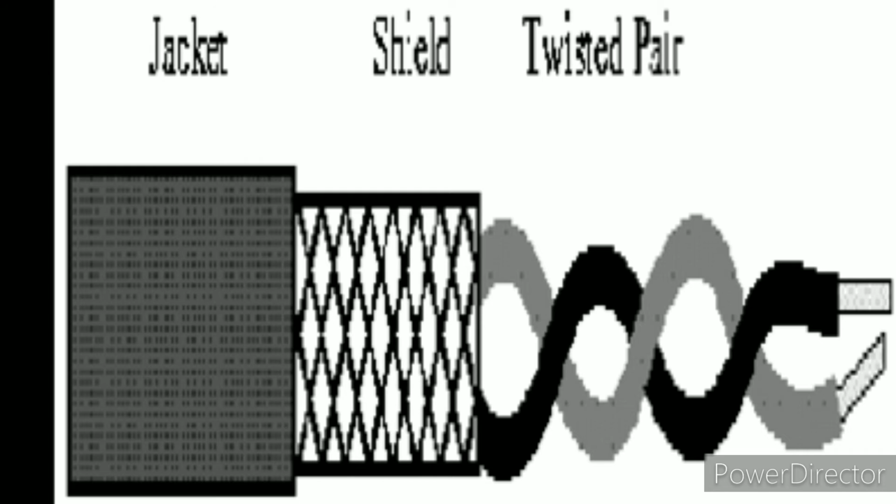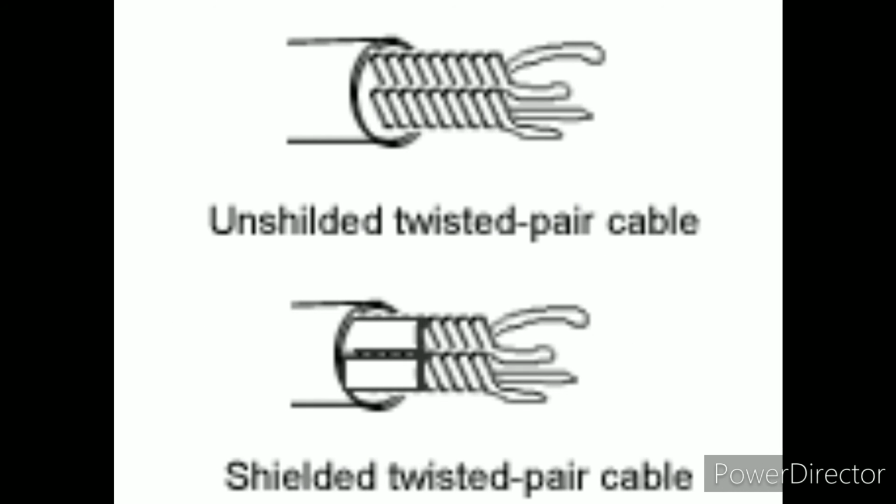The use of two wires twisted around each other helps to reduce any disturbance and noise in the signals. It is used in two or more pairs, all within a single cable. It comes in two varieties: first, shielded twisted pair or STP, and second, unshielded twisted pair or UTP. UTP cable is the most common cable used in computer networking.